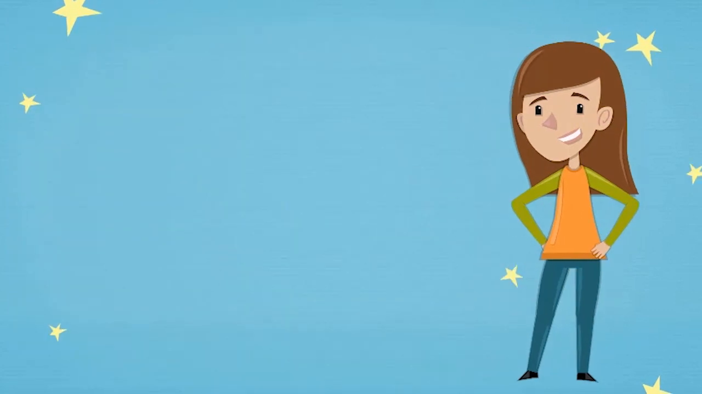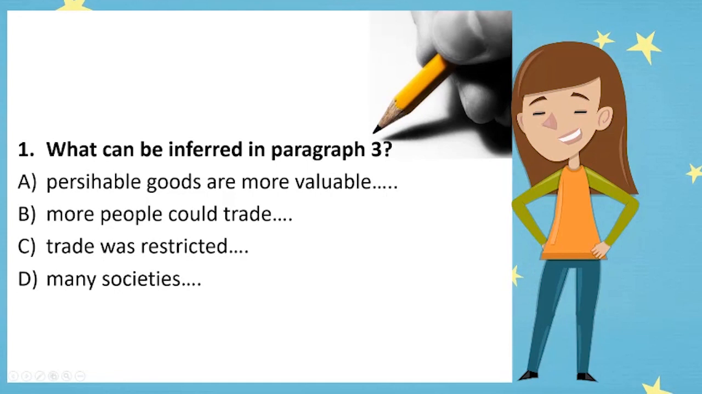Let's see an example of an inference question. What can be inferred in paragraph 3? And then you have the 4 items.